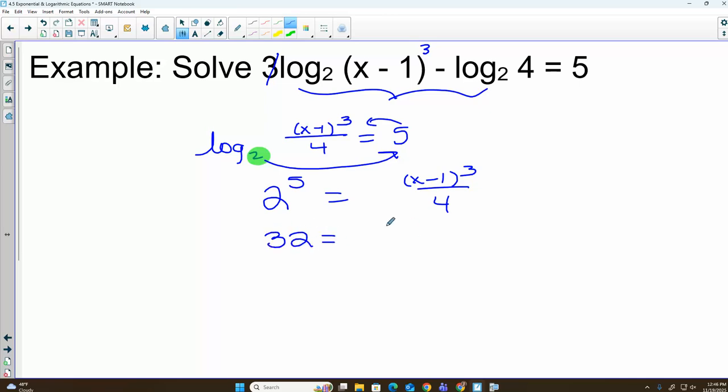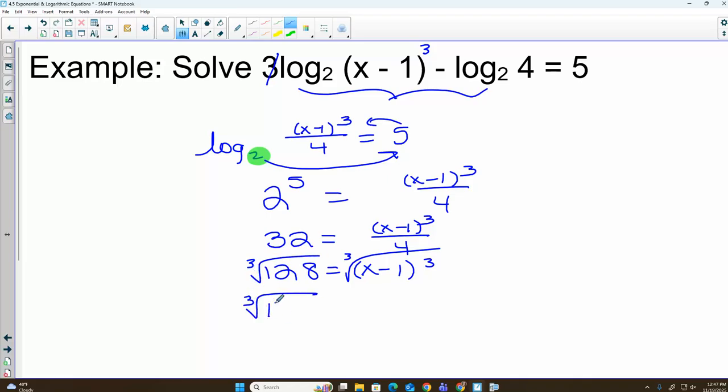2 to the 5th is 32. So we can multiply our 4. How do I get rid of a cube? Cube root it. I don't think that works out perfectly. We're going to give a decimal anyway, so I'm just going to hold off a second before I plug that in. What would be my final step for getting x by itself? Add 1. So we have the cube root of 128 plus 1.